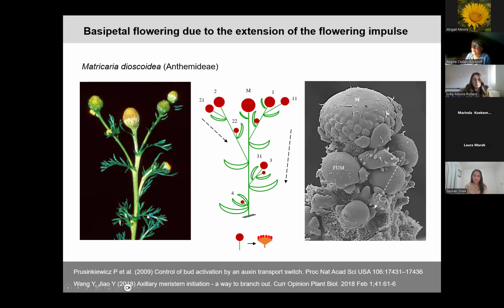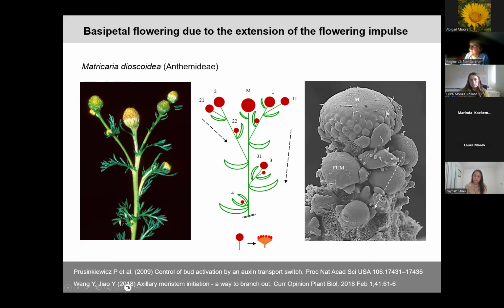Interestingly, the shoot system develops in an acropetal direction. So the buds or the axillary meristems are produced in an acropetal direction, but the flowering stimulus shows a basipetal direction, and it is assumed that the vegetative buds are stimulated by a signal from the terminal capitulum, and this includes two steps.